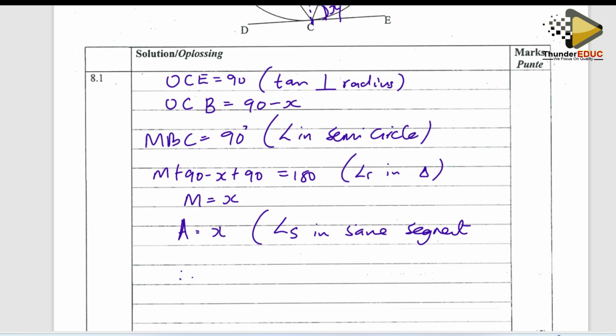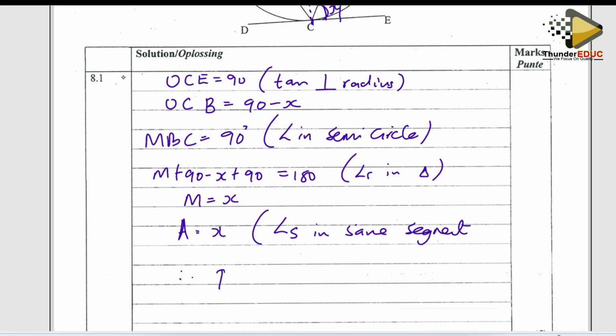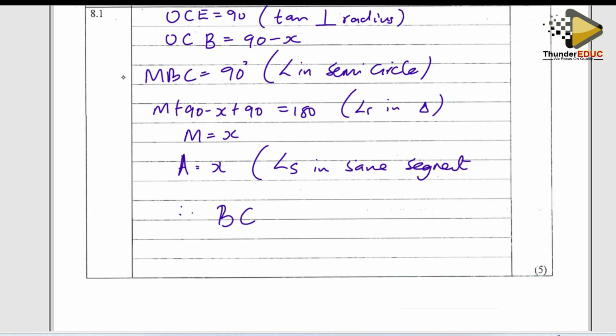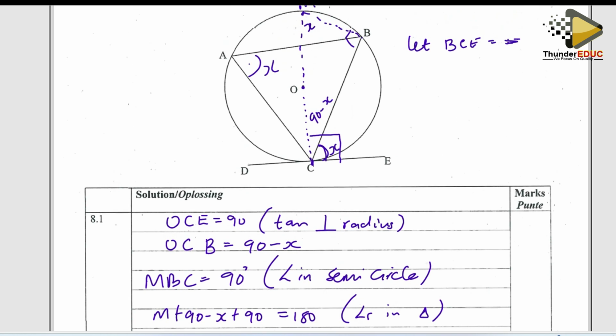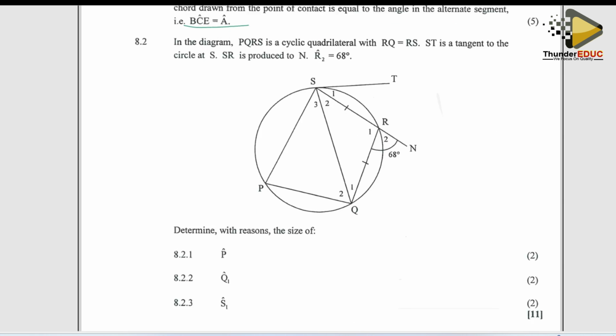Therefore BCE is equal to A. Okay, so that is how you prove that. Should be 5 marks. Okay.